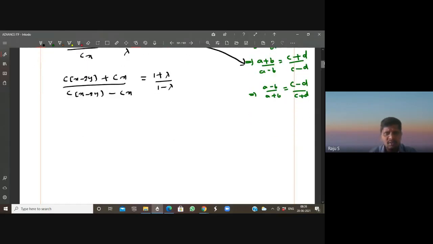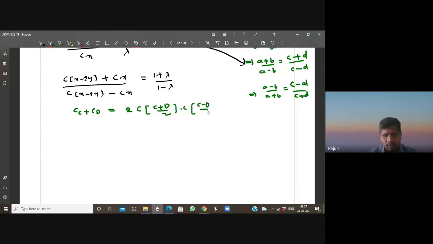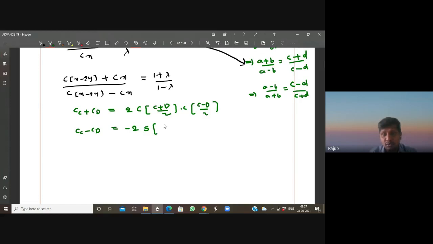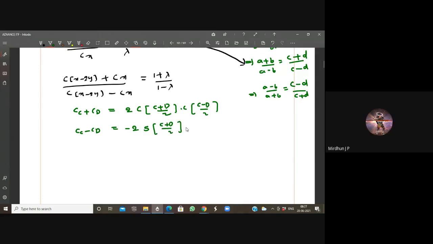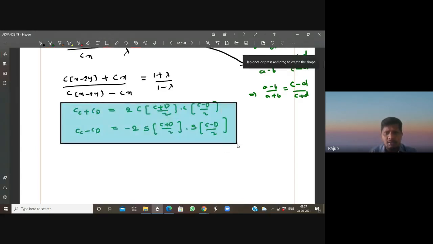Students, what shall we do here? Apply the cos C plus cos D formula. The formula for cos C plus cos D is 2 cos((C plus D) by 2) into cos((C minus D) by 2). The denominator is in the form cos C minus cos D, which is minus 2 sin((C plus D) by 2) into sin((C minus D) by 2). Here (C plus D) by 2 and (C minus D) by 2 are common, but you have to remember which functions are coming.